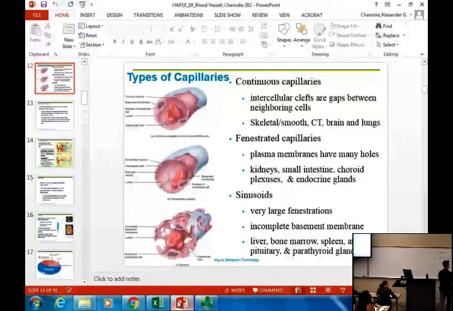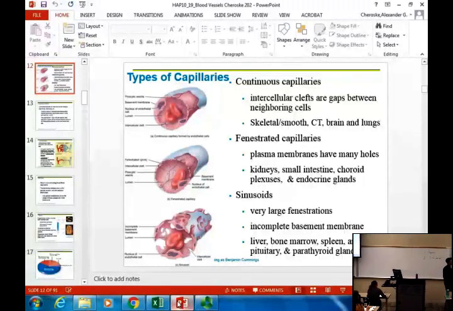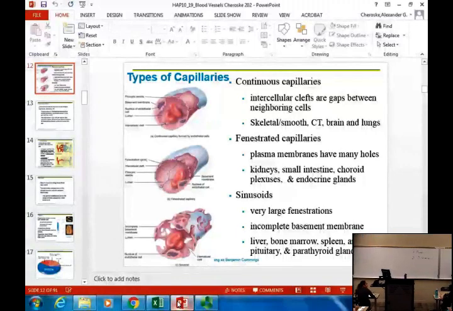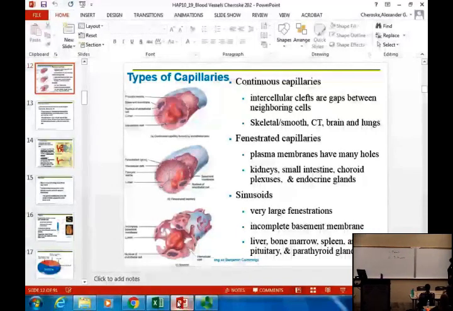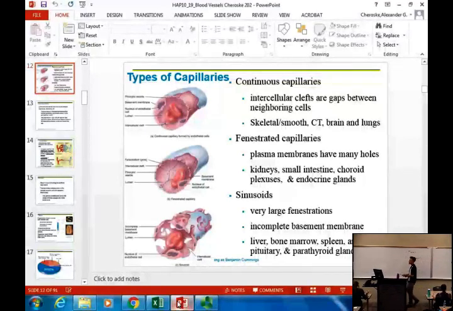So a lot of the white blood cells are outside of the cardiovascular system, and they will exit at the capillaries, but also at the venules. So in between the cells and places like that, in these intracellular clefts.